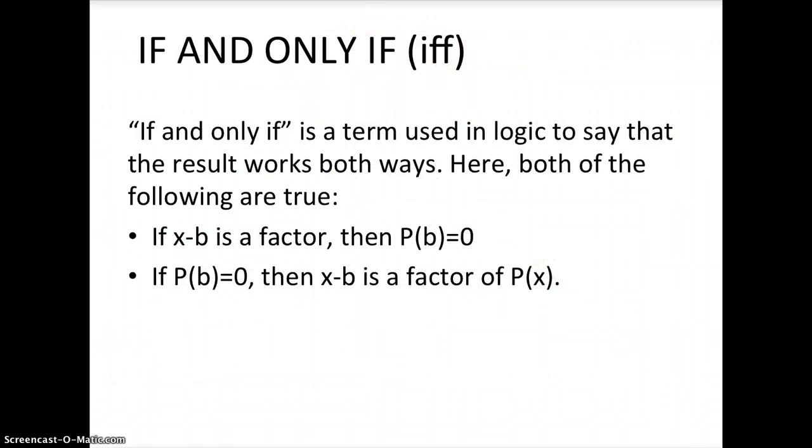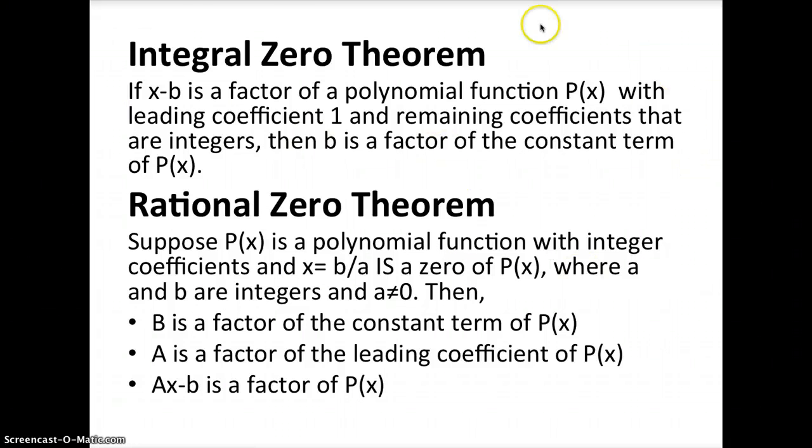The term if and only if, iff, is a term used in logic to say that the result works both ways. Here, both of the following are true: if x minus b is a factor, then p(b) equals 0, and vice versa. For the integer zero theorem, x minus b is a factor of the polynomial function with leading coefficient 1 and remaining coefficients that are integers.